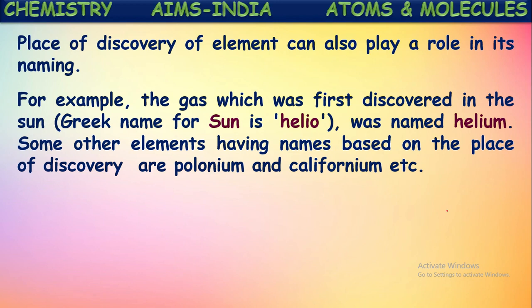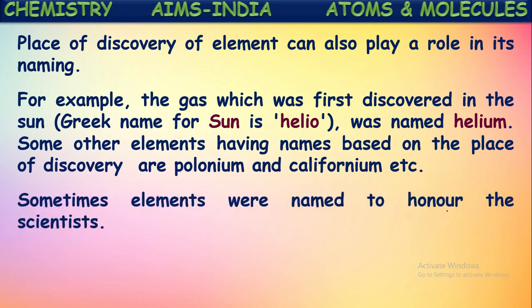Some other elements having names based on the place of discovery are polonium, californium, etc. Isn't it? Some elements, based upon the place where they were discovered, have names like polonium, californium, americium, indium. In this way, for certain elements, names are given based upon the place where they were discovered.